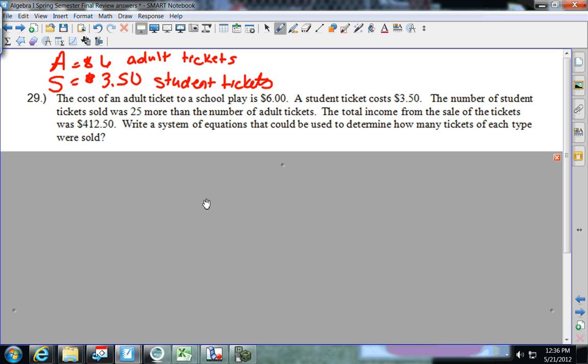Now, when you're writing the equation, it says the number of student tickets was 25 more than the adult tickets. So the student tickets were 25 more than the adult. It says the total income from the sales was $412.50. So you're going to take $6 times the adult plus $3.50 times the student, and that equals $412.50.